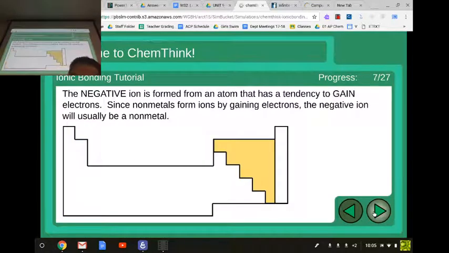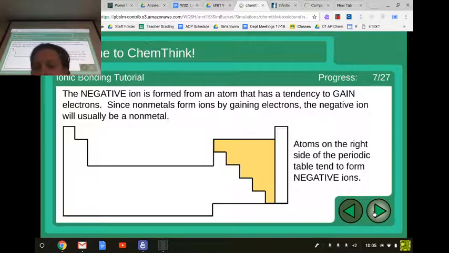Now, the negative ion is formed from elements that have this tendency to gain electrons, and the nonmetals tend to gain electrons. So the atoms on the right side of the periodic table tend to be negative ions. Those are definitely nonmetals. Neon is a nonmetal, as is carbon, as is iodine.